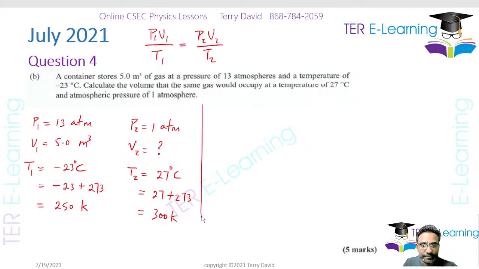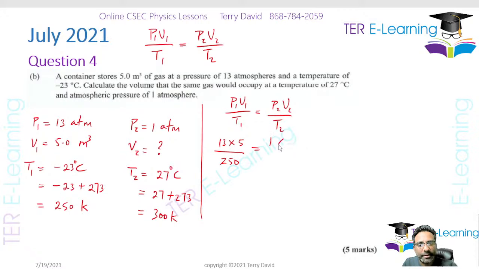Now I can use the formula, right? So we start off with P1 V1 over T1 is equal to P2 V2 over T2. My P1 is 13, multiplied by my initial volume of 5, over my temperature, which is 250. That is equal to my P2, which is 1 atmosphere, multiplied by V2, which I don't know, over my T2, which is 300 Kelvin. So all you need to do here now is cross multiply. You're going to end up with 300 multiplied by 13 multiplied by 5 all over 250.